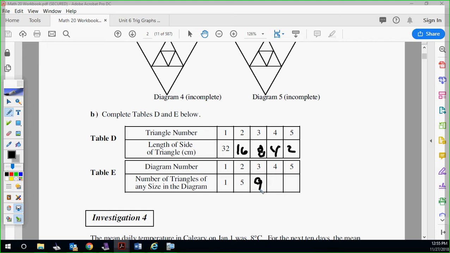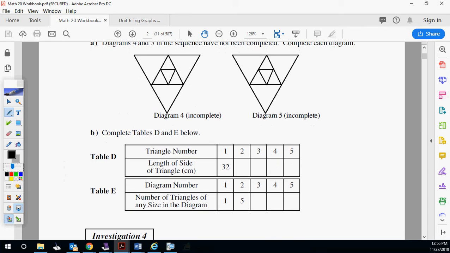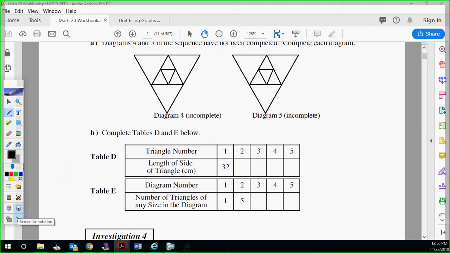Who can give me how many triangles are in 4? 13? 15? Okay, let's count them here real quick. So remember, this one, we're going to draw this one. We can do this one real quick. So it's 1, 2, 3, 4, 5, 6, 7, 8, 9, 10, 11, 12, 13. Okay? Sorry. Got to make sure you count the center one. Oops, sorry. That was 9, then 13.